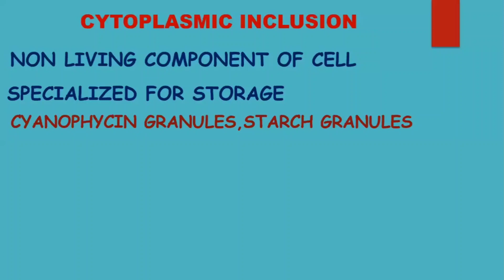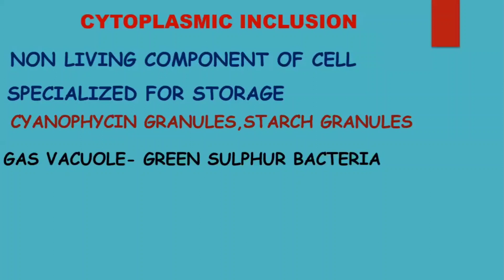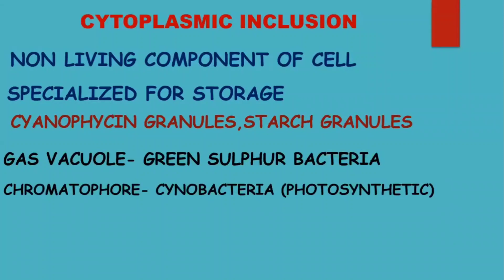Certain additional points we should know. Once NEET had asked about gas vacuole. Remember, green sulfur bacteria show the presence of gas vacuoles inside them. Chromatophores are specialized structures seen in cyanobacteria. They have pigment and help in photosynthesis.